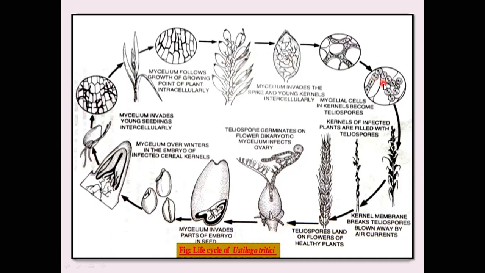Means these spores generally produce the smut sori, and this smut sori having the spores is generally black or brown in nature.